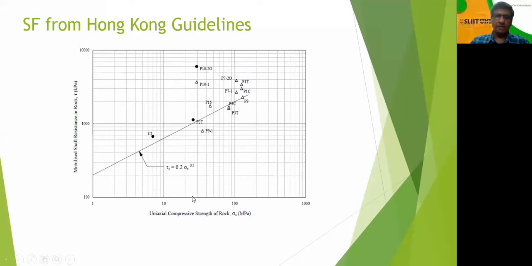So easily, in our rock, the unconfined compressive strength is more than 10 megapascal. For 10 megapascal, we get a value of about 700 or 600 kilopascal. That is the skin friction value that is mobilized in the rock socket, right? Based on the Hong Kong guidelines.